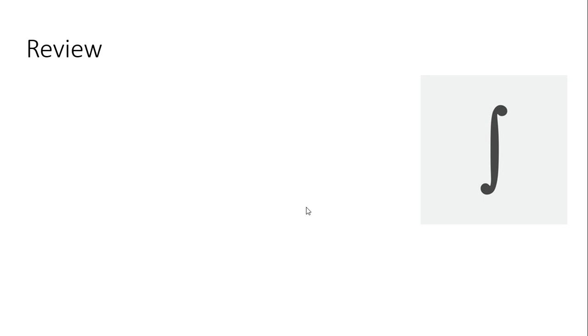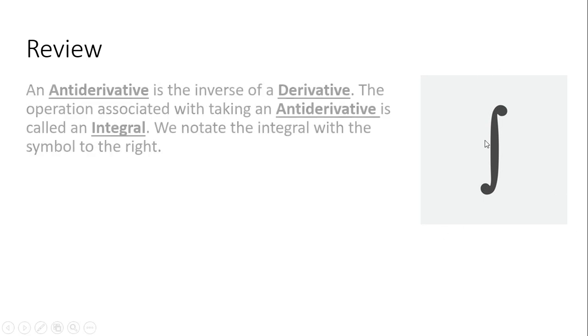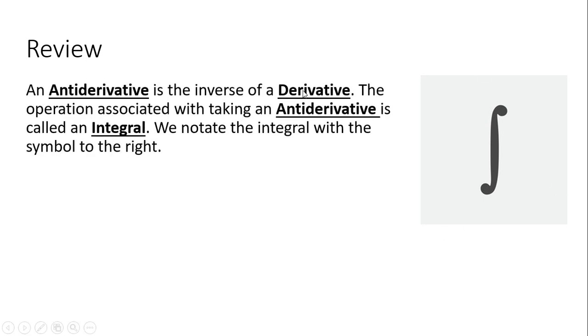So big thing, this is the integral sign here. An antiderivative is the inverse of a derivative, so it's associated with taking the antiderivatives. We call that an integral. We notate the integral with the symbol to the right. It's basically a stretched out S.